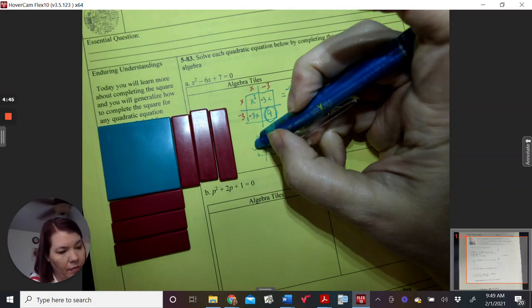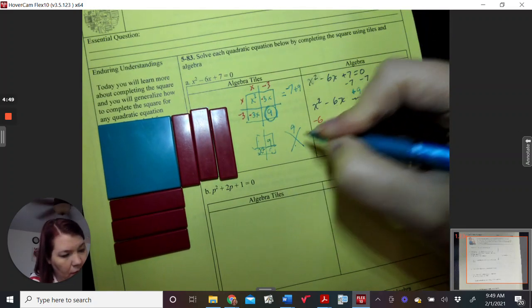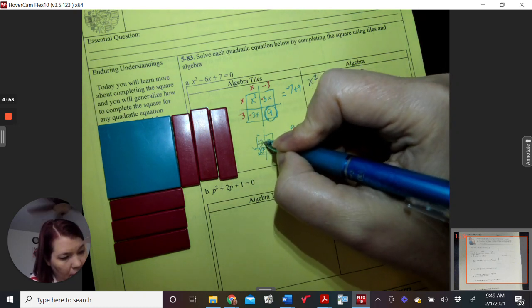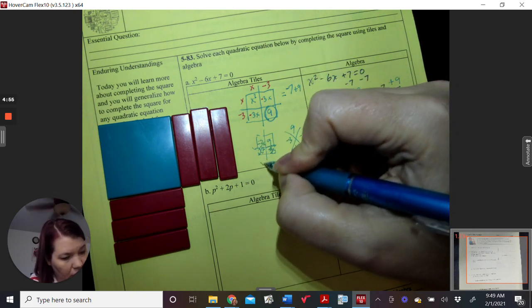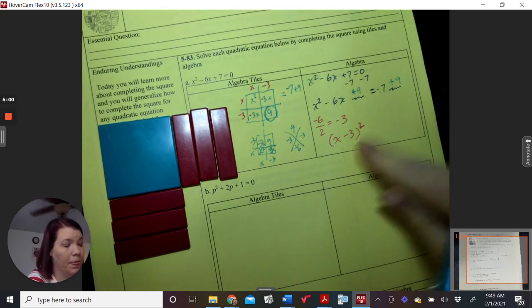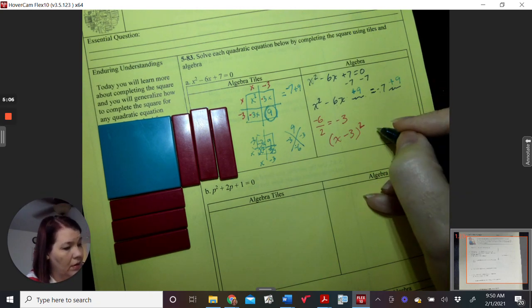And so this number is negative 6. And so that's negative 3 and negative 3. We look at our edges, x minus 3, x minus 3, so that's why we have x minus 3 squared. The other side, really simply, just becomes equals negative 7 plus 9, which is 2.